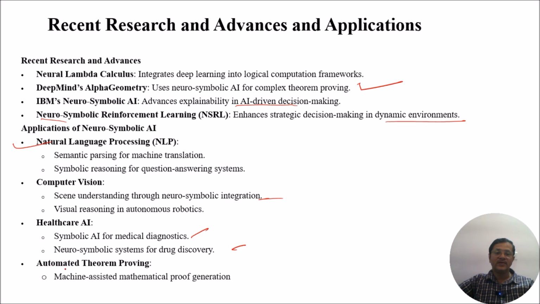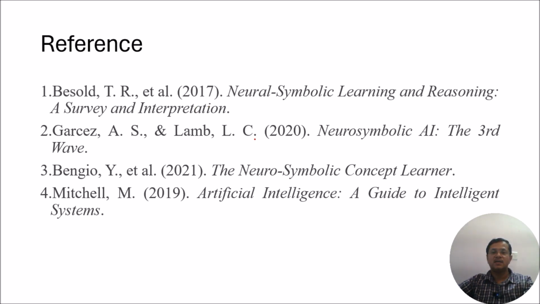And next, a highly demanding research area is automatic theorem proving. Here you can see complex theorem proving with DeepMind's AlphaGeometry, which is already available. Later we will prepare a tutorial on these topics separately. So these are the references. You can refer to those papers or articles to go into more depth.